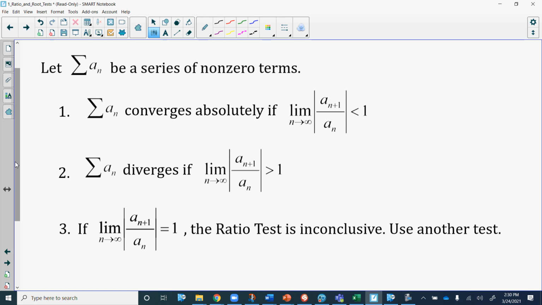If the limit is going to be something greater than 1, it's going to show that it's going to diverge. And if the limit is exactly equal to 1, in those rare instances, that's where we're going to show that the ratio test would be inconclusive.